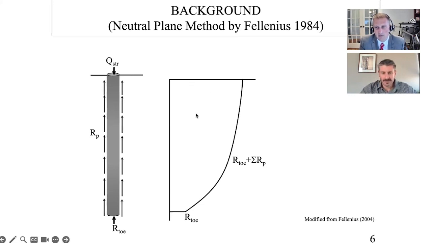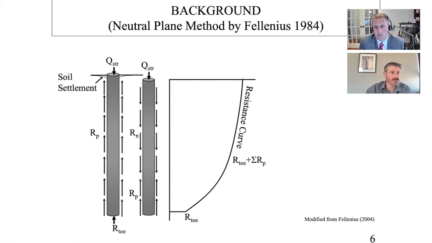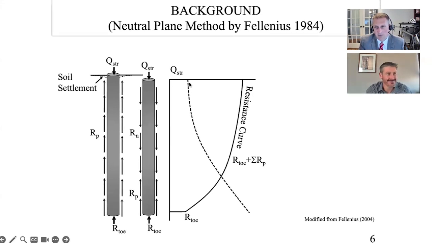Usually we're used to summing that up from the top to the bottom. That's how the load curve is developed. And so the resistance curve is my toe resistance plus the skin friction cumulative as a function of bottom to top. And then the load curve is unfactored top load plus the unit skin friction as a function of depth.